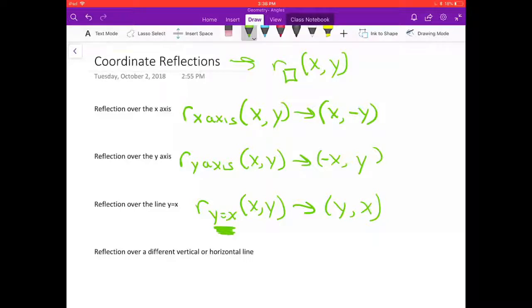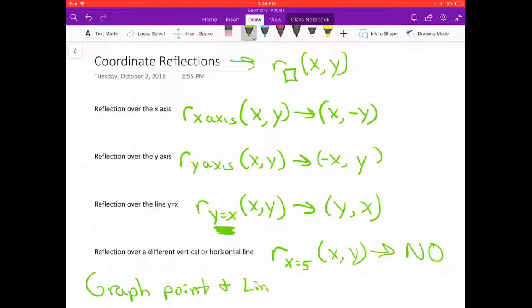The last reflection is over any horizontal or vertical line that is not an axis. So the way that they'll write that is going to be same thing with a lowercase r, and then there will be an equation of a line down here. And again, same thing with any point. But we don't have a formula for this, so no, don't memorize that. What you need to do is you need to graph the point and line, and then you need to count, which I'll show you how to do on the questions below.